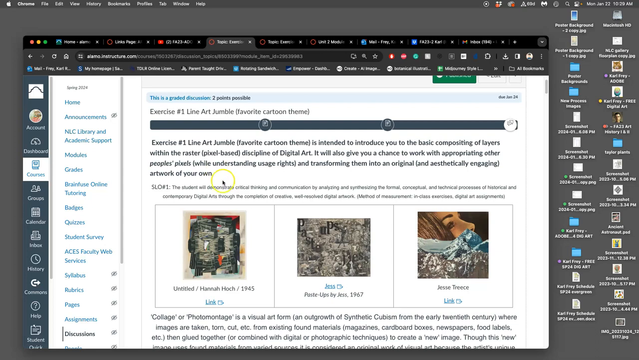Right. So we're going to try to understand usage rights right from the beginning when we start using other people's pixels. And we're going to transform them into an original and aesthetically engaging artwork of our own. So even though one of the requirements of this isn't that it's the most engaging art you can make, that's always what we're going for, so that it pleases us.